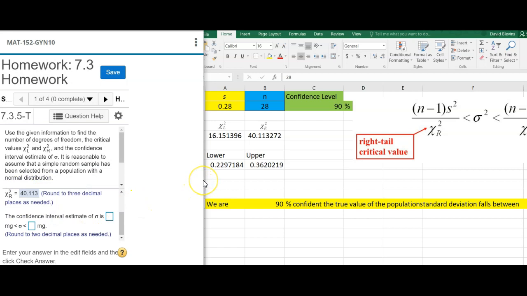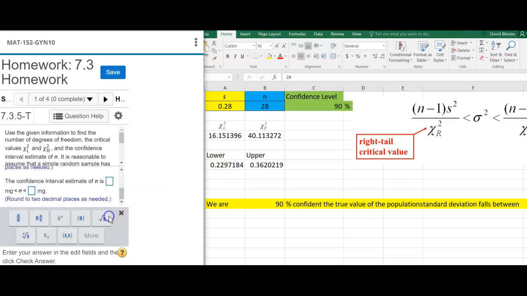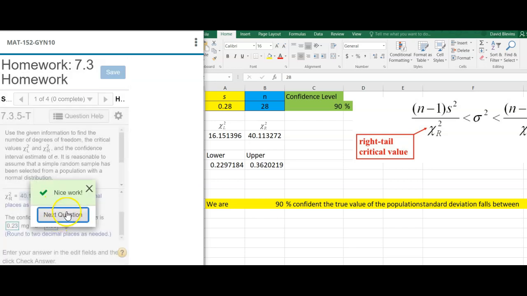Then we want to know what is the confidence interval estimate. So we go from the lower to the upper. Our lower, to 2 places, is 0.23, and our upper is 0.36. So there is the confidence interval, the lower and upper. These are your critical values, so make sure you're not putting these things in the wrong place.